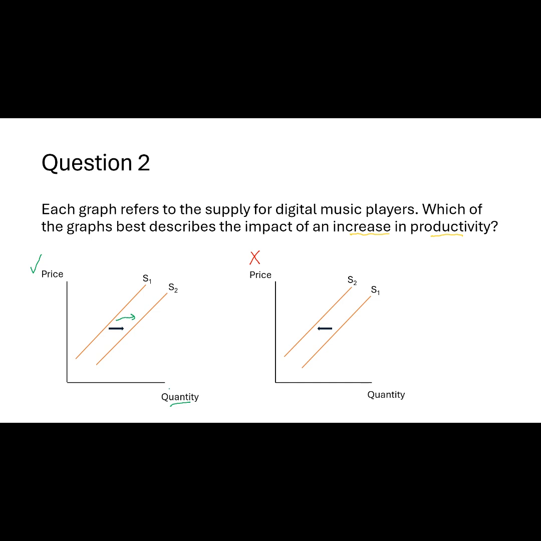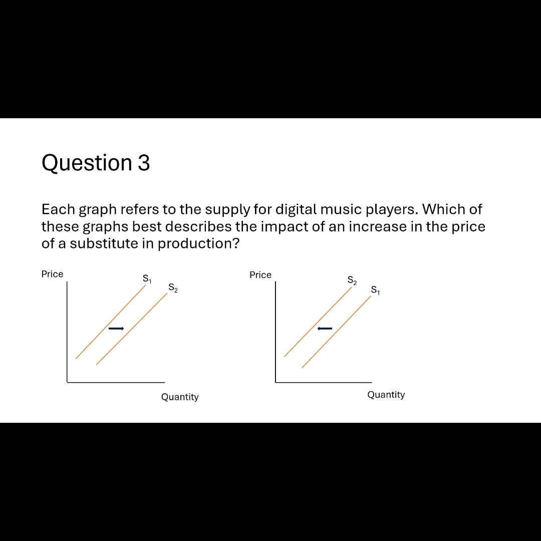The graph on the right would say that we decrease quantity because, for example, let's say you become less productive. You have labor that is not as skilled, or you fall behind in technology or whatever. Then if you become less productive, your supply would decrease. Okay, so let's go to the next example.